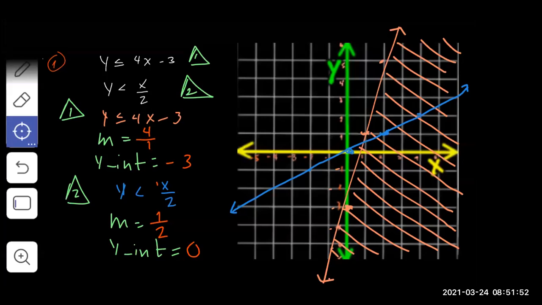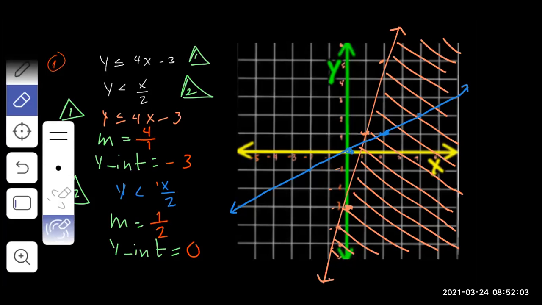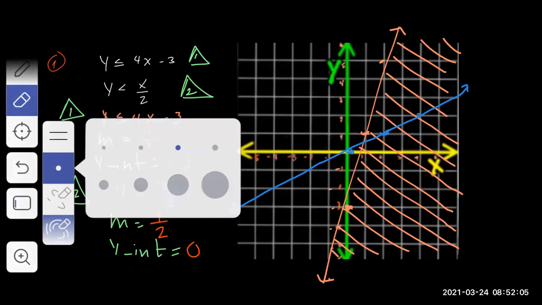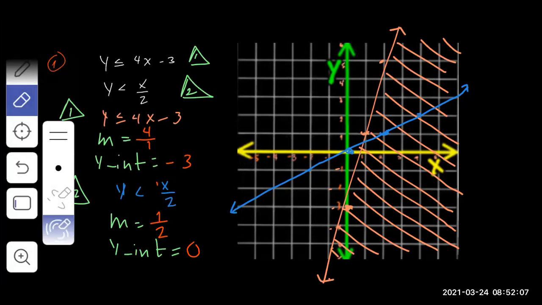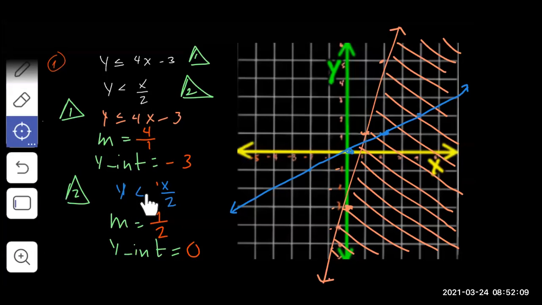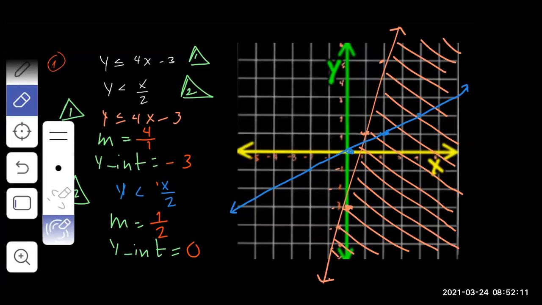Then, guys, I got it. Now I need to determine if it is solid or dashed. Let's look at the inequality sign. Less than. It's just less than. Solid or dashed? Dashed, because it's not included. Thank you very much. Then I'm gonna dash this line, guys, the second one, because it's just less than. Let me dash this line. Okay, it's dashed.